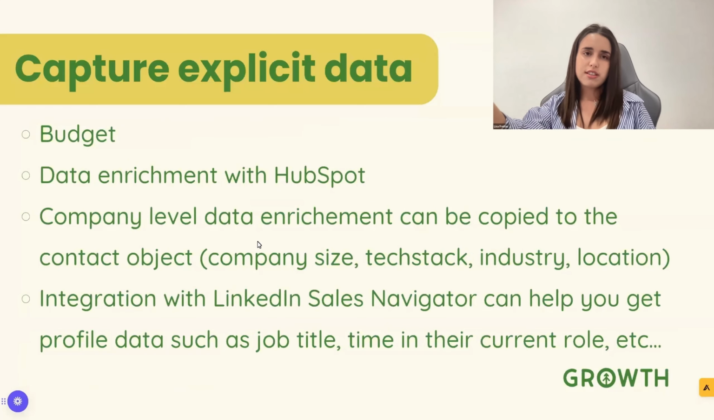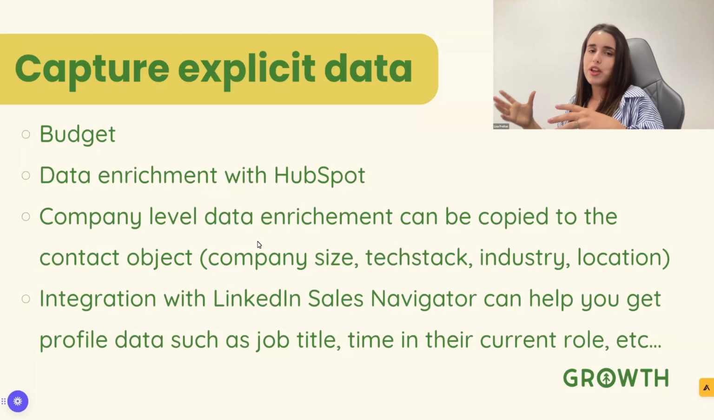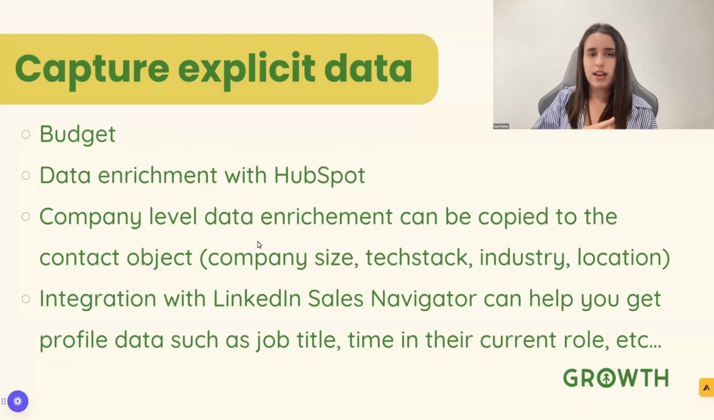Another thing, so budget is another thing that you can ask, especially to help sales understand if this is ready for sales or not, if they have the right budget. And then data enrichment. And I really like this one because HubSpot is great with that. So we can have a lot of data based on company level, like tech stack, industry, location, revenue, number of employees. And we can bring that with a simple workflow. You can bring that to the contact level, and then you can filter based on that.